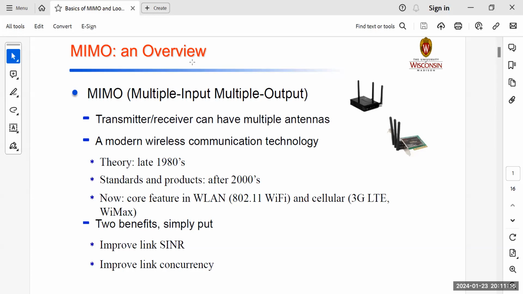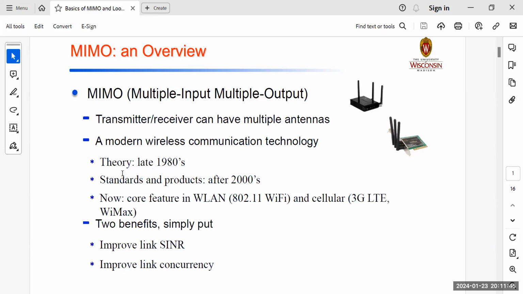MIMO first. So these are the basics of MIMO, and we are thankful to the University of Wisconsin. We're using the slides of the University of Wisconsin. Okay, so MIMO basically stands for multiple input, multiple output. We have a transmitter and receiver that can have multiple antennas, right? A modern wireless communication technology.